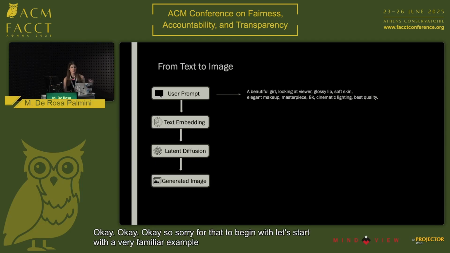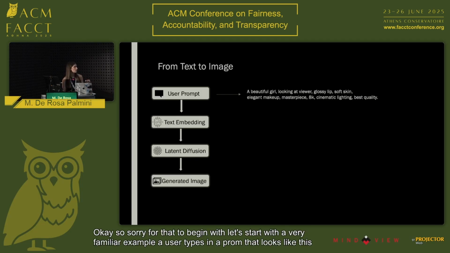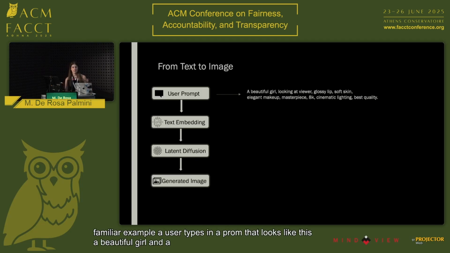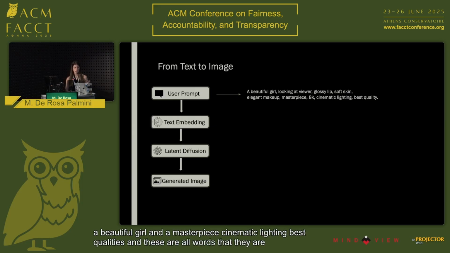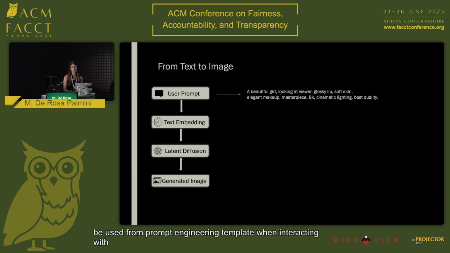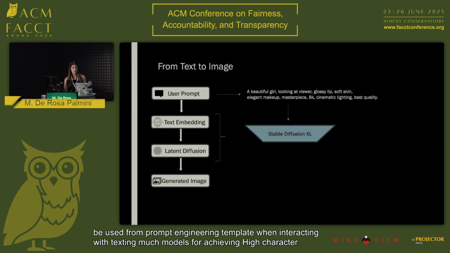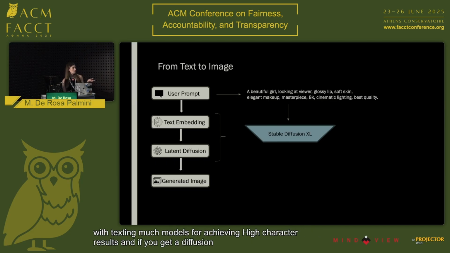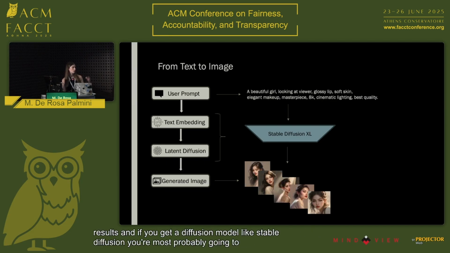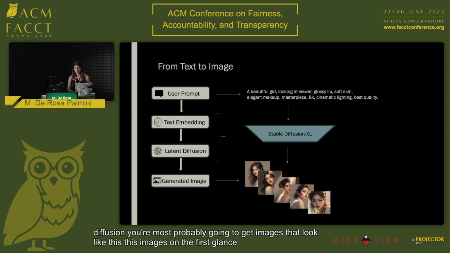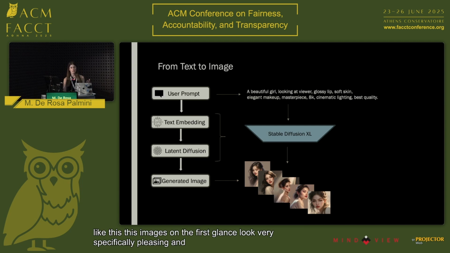A user types in a prompt that looks like this: a beautiful girl, a masterpiece, cinematic lighting, best qualities, and these are all words that they are advised to use from prompt engineering templates when interacting with text-to-image models for achieving high-quality results. And if you get a diffusion model like Stable Diffusion, you are most probably going to get images that look like this. These images, at first glance, look very aesthetically pleasing and technically impressive, but they're also very similar.